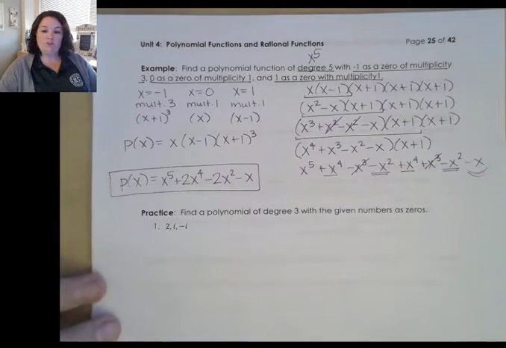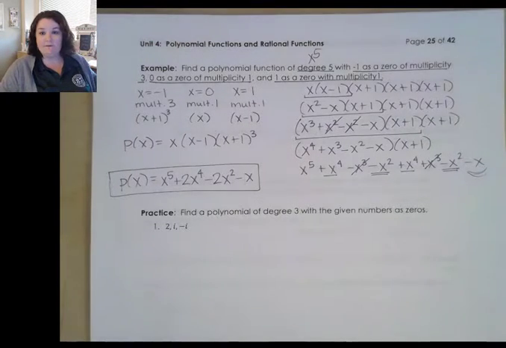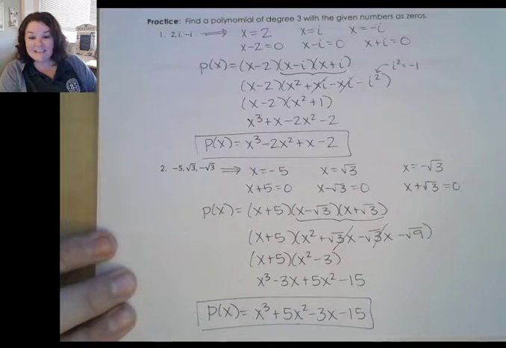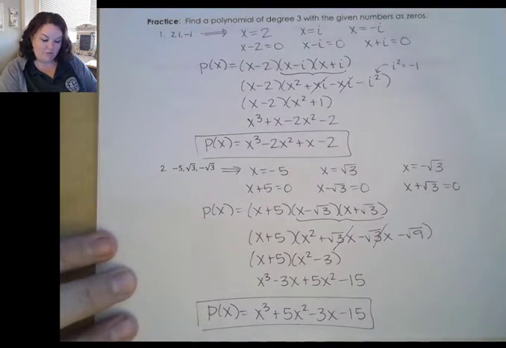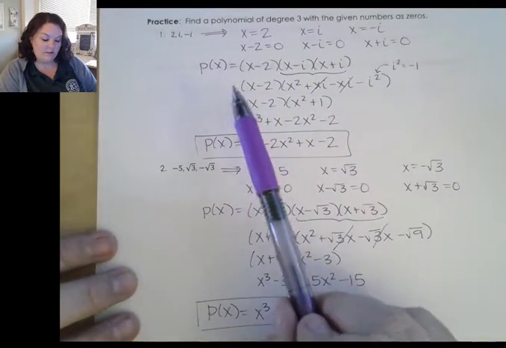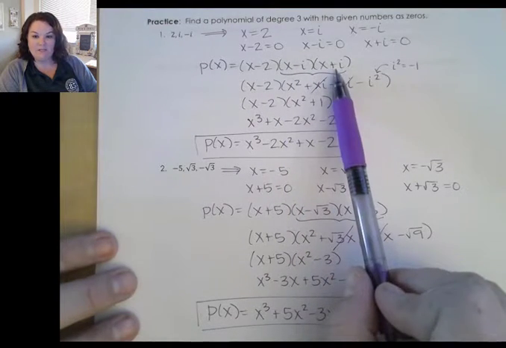All right, so there are two practice problems for y'all to try. Go ahead and pause it, and then when you're ready, unpause the video and we'll go over them. All right, so let's see how you did. On the first one, we're given the zeros 2i and negative i. That should result in the factors x minus 2, x minus i, and x plus i.